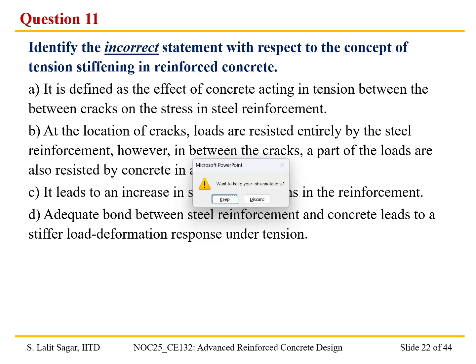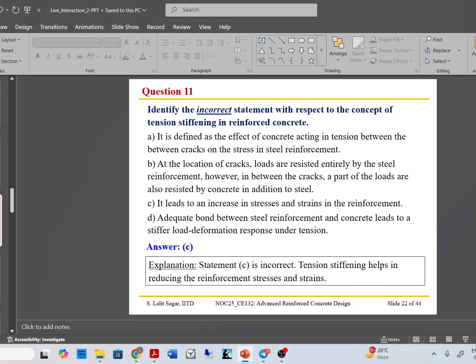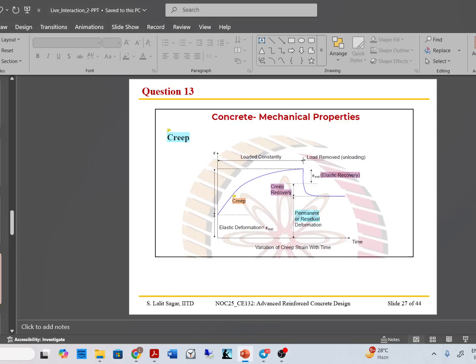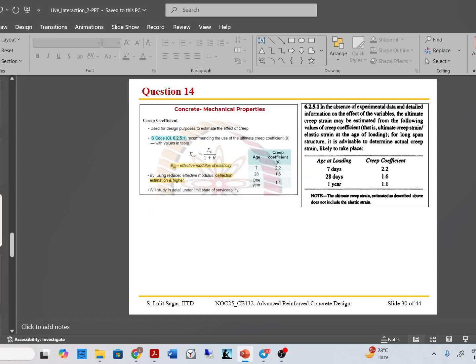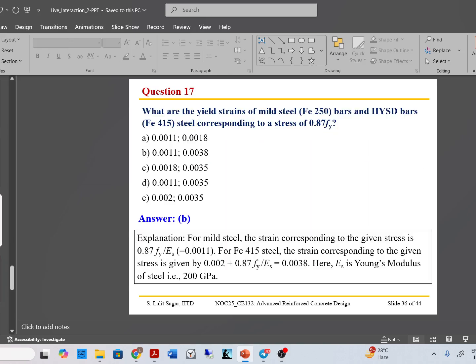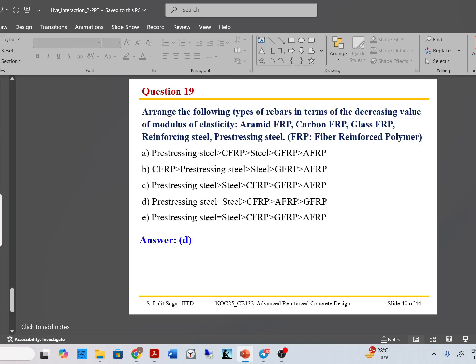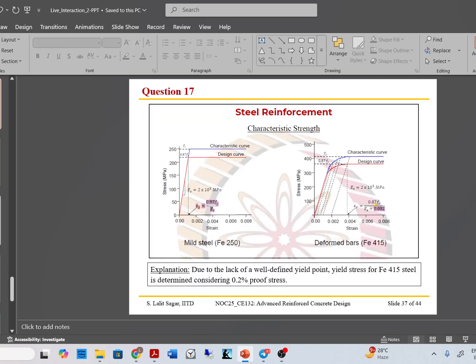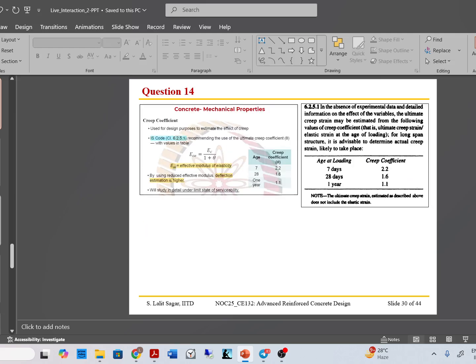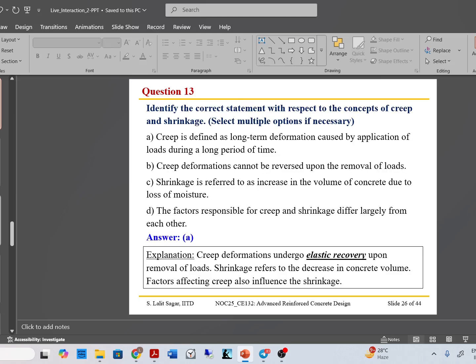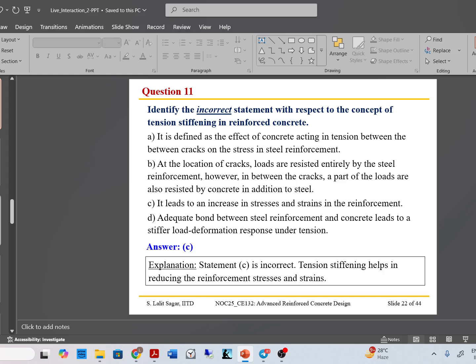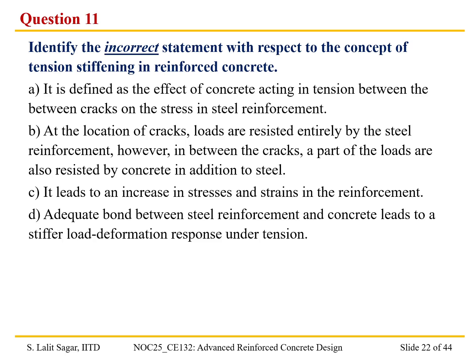Okay, let me just check how many numerical problems we have from this point onwards. Yeah, we have one problem. I think we have one more numerical problem. That's it. Okay, so we have the question on tension stiffening, right? Take 1 or 2 minutes and let me know what is the right answer.